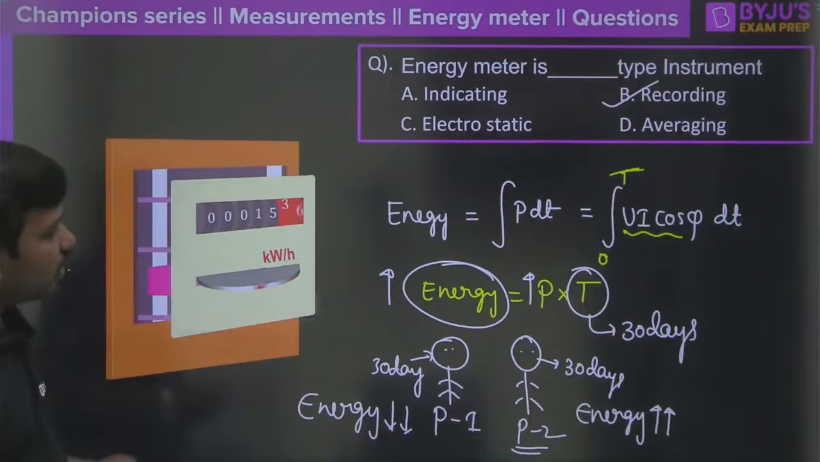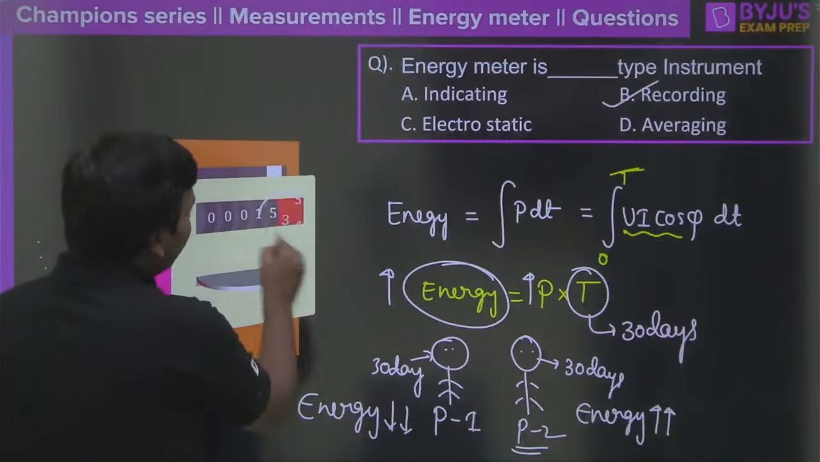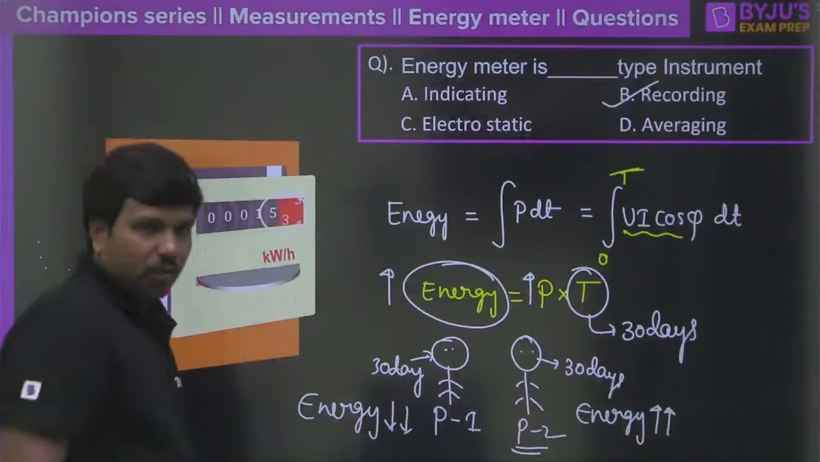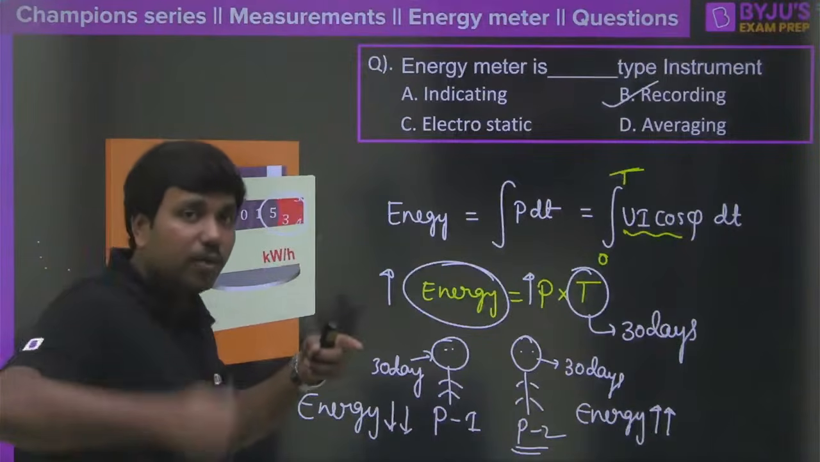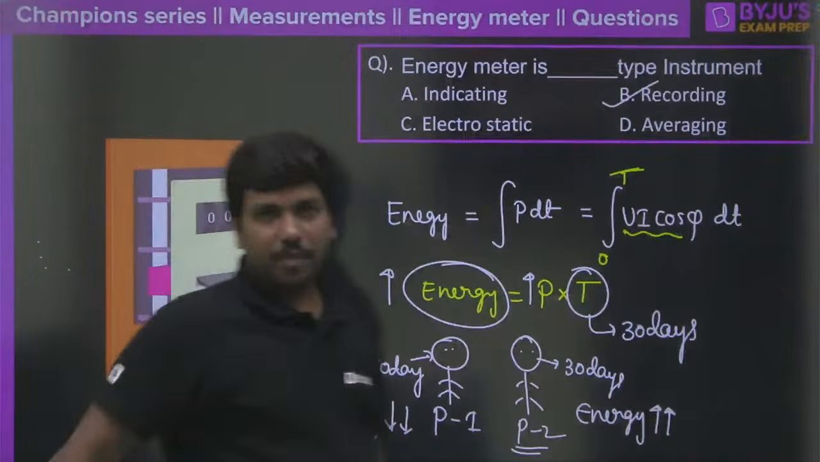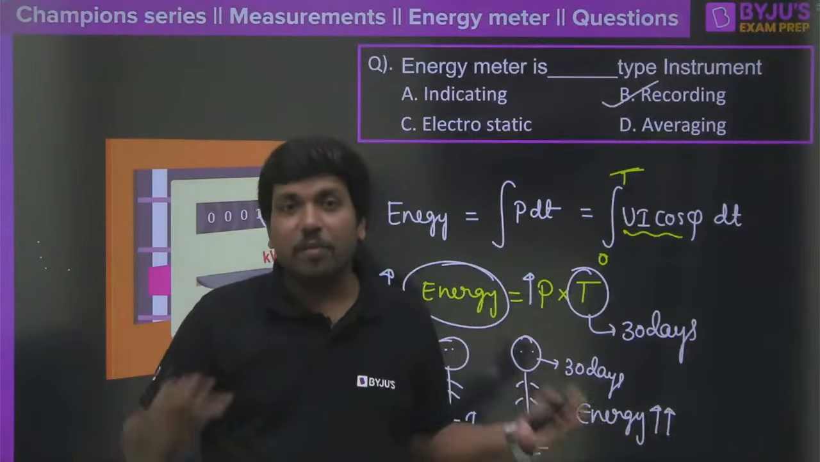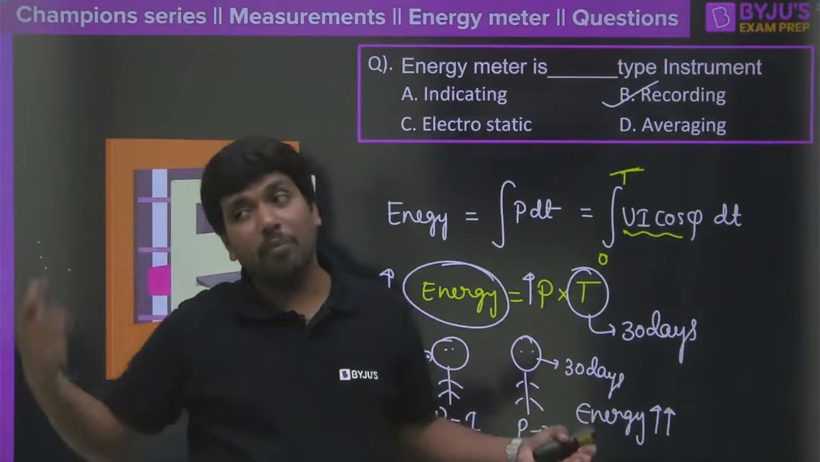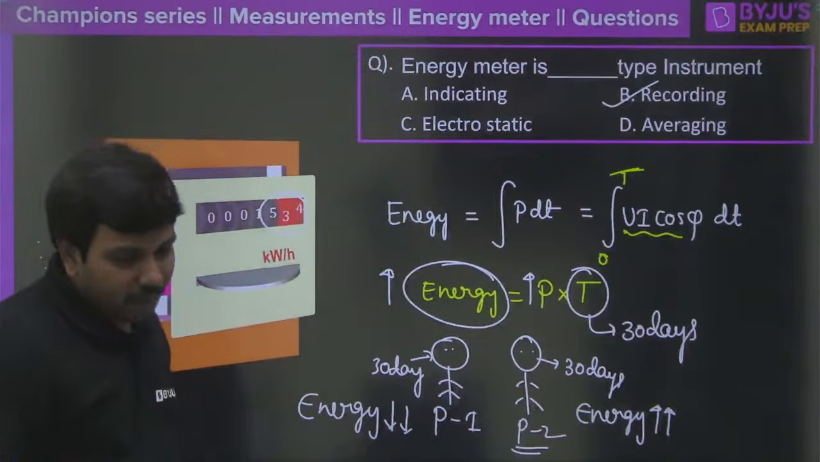Now let's move on to the next one. Why is it called recording? If you see, the data here is always getting updated: 1535, 1536, like that. That means from the previous value it is getting increased by 1. What does it mean? It means it is recording the previous data and moving forward to the next data. Clear? That's why it is called a recording type instrument.